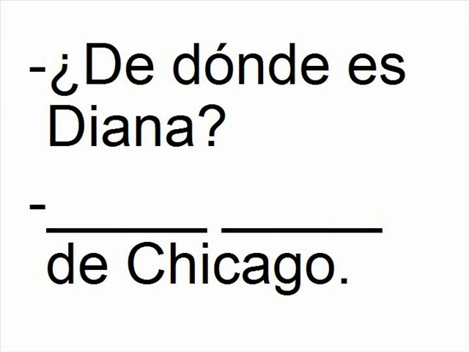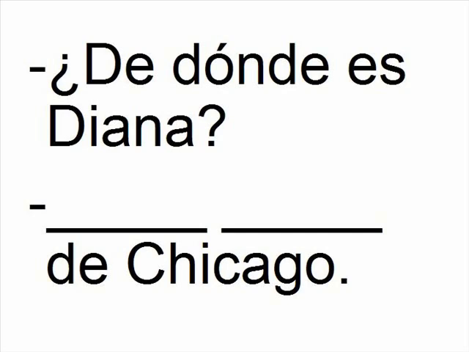All right, this first question says, ¿De dónde es Diana? Blank, blank, de Chicago. All right. Now, what you need to figure out is what could go in those two blanks to finish the sentence. All right. Pause the podcast if you need to. Come back when you've got an answer. All right, I assume you've got an answer by now.